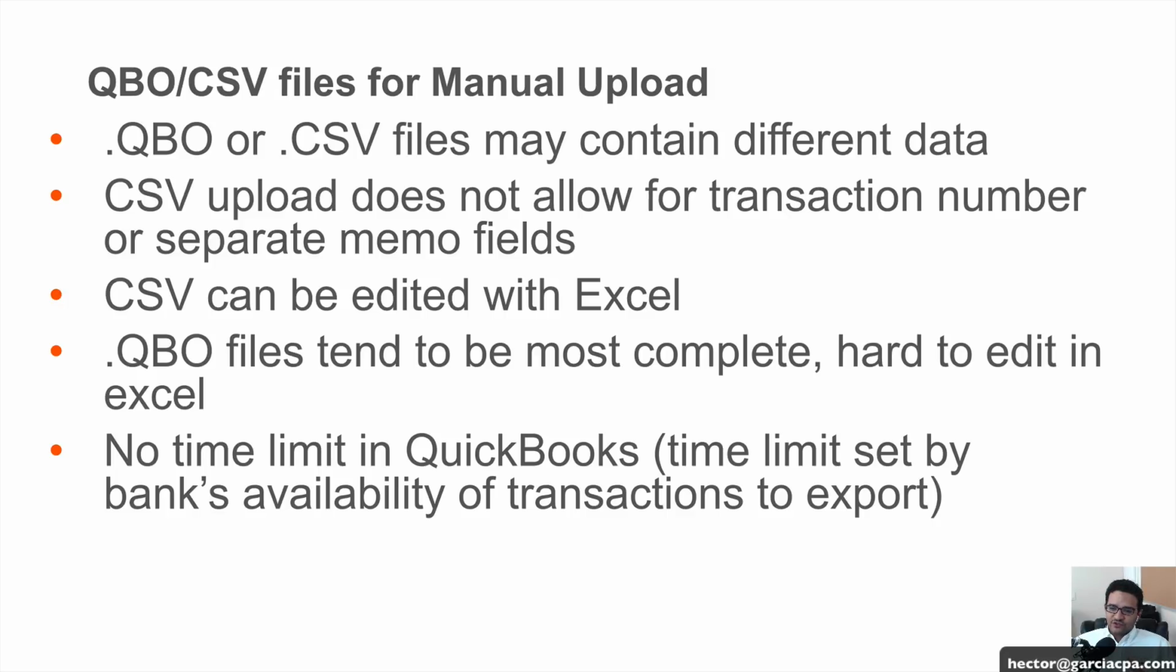Now, one major restriction that QuickBooks Online has, if you upload a CSV file, not a QBO file, is you cannot bring in a transaction number and you cannot bring in a separate memo field and description field. So you're limited to 3 fields with a CSV file: the date, the amount, and 1 description field. A .QBO file can bring in transaction numbers, a separate memo, and a separate description, and if we have time, we'll get to that.